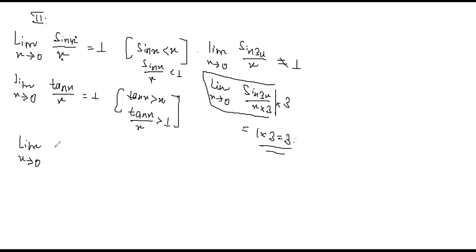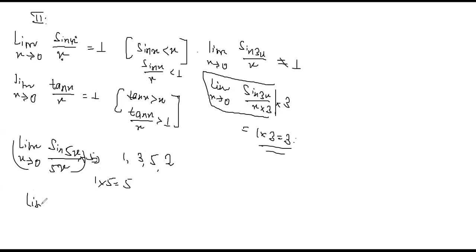Limit x tends to 0 of sin 5x by x. Can you tell me what will be the answer? Options are 1, 3, 5, 2. What will be the answer? 5. Very good. It is 5, because here you will multiply and divide by 5, and its value will be 1 into 5, equal to 5.